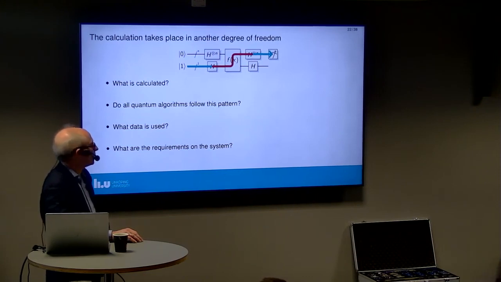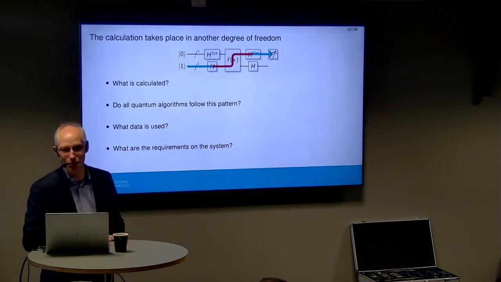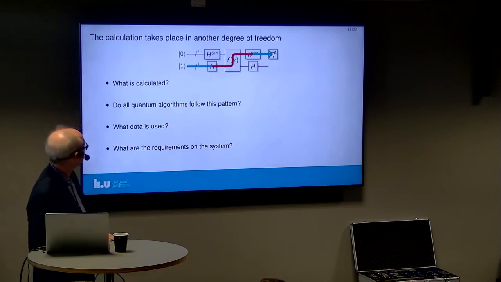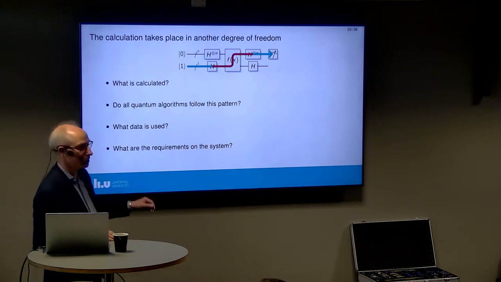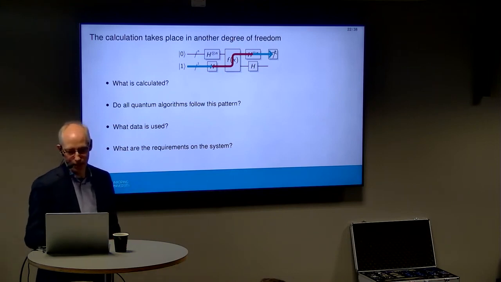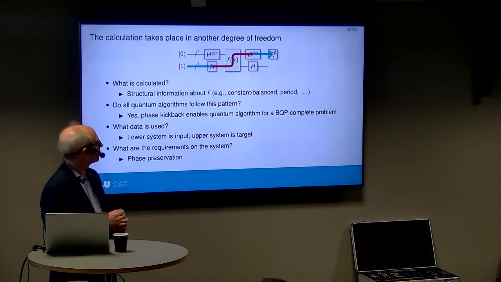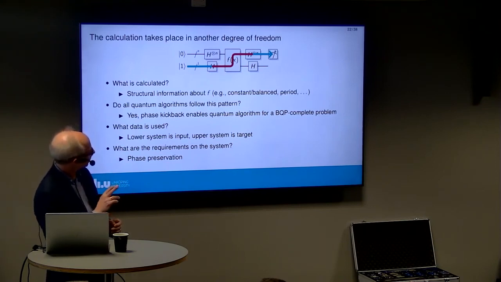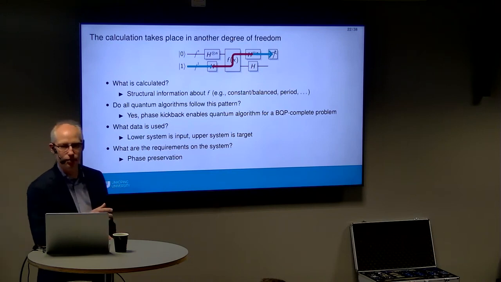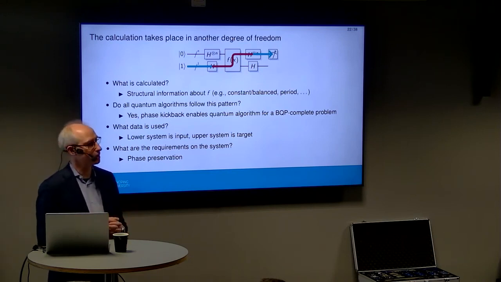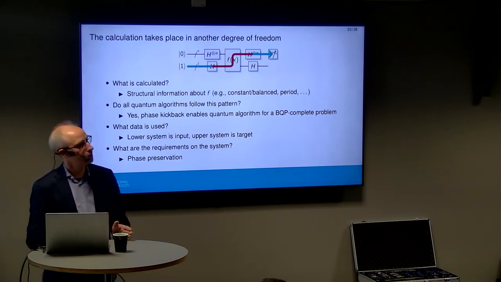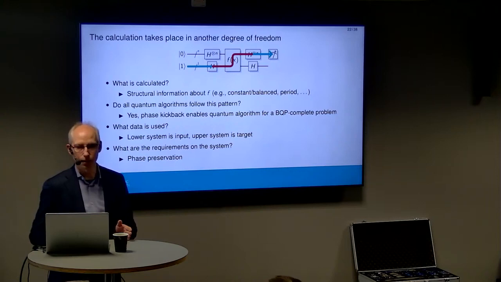You could ask, do all quantum algorithms follow this pattern? That's an interesting question now. Does this explanation always work? You could ask what data is used and what are the requirements on the system. And the answer is like that. What is calculated is structural information about f. I showed you an example if the function is constant or if it's balanced. But you could also extract something like the function period. How many steps do you need to take to get back the original value?